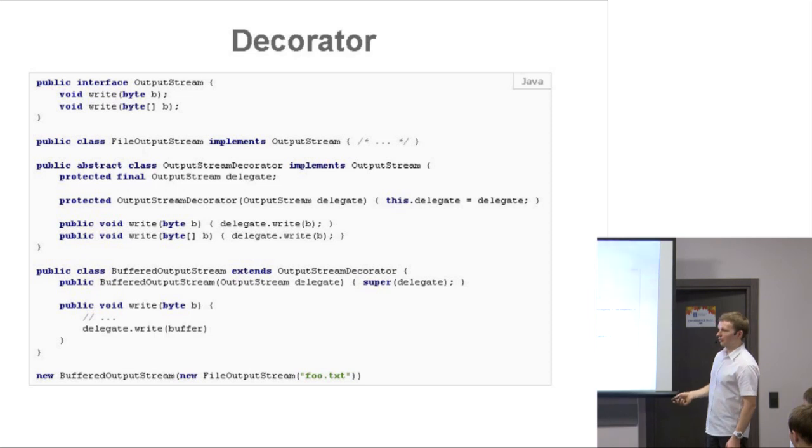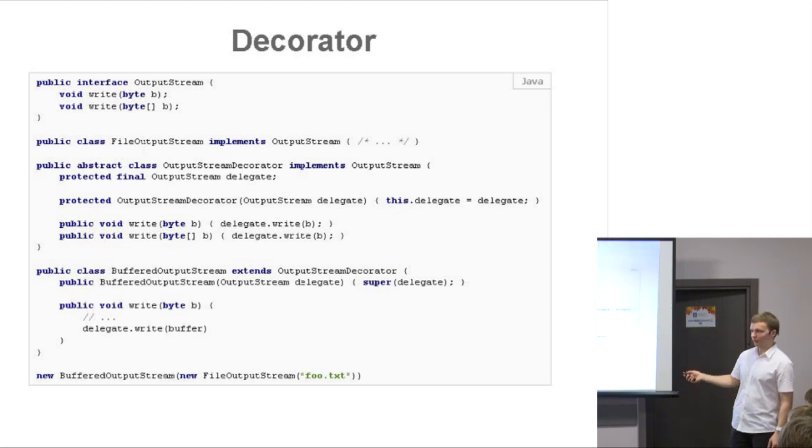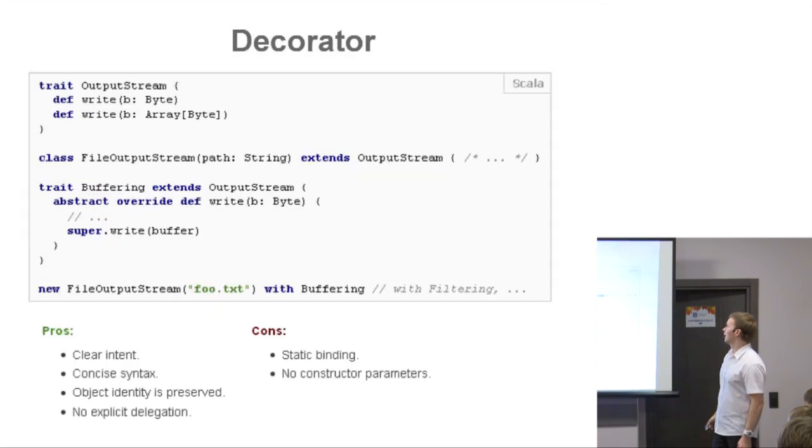Here's an example from the standard Java library, so everybody is familiar with it. Here we have an OutputStream interface and a concrete FileOutputStream class with the BufferedOutputStream decorator. So I will not comment on it much because we know it.